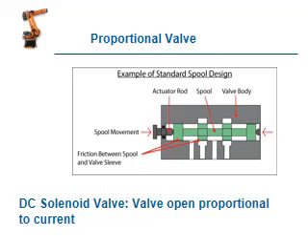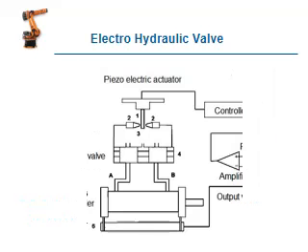Next thing is the proportional valve. The working principle of the proportional valve is shown here. The proportional valve is nothing but a valve that opens proportionally. This is a DC solenoid valve proportion. The valve opens proportional to the current. If the supply gives current, based on that current the valve is opened. This is a proportional valve.